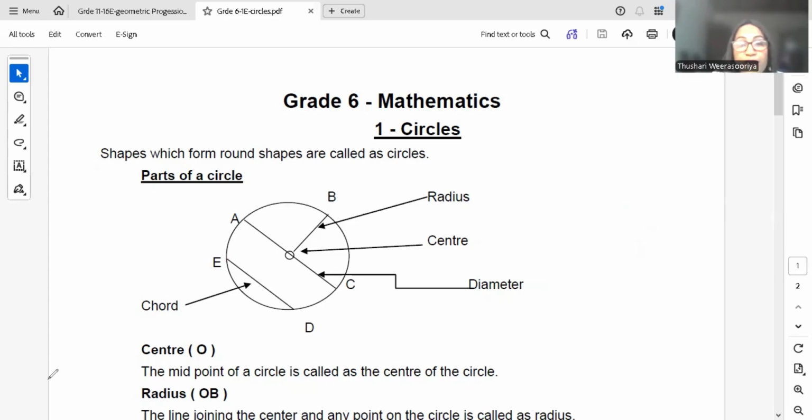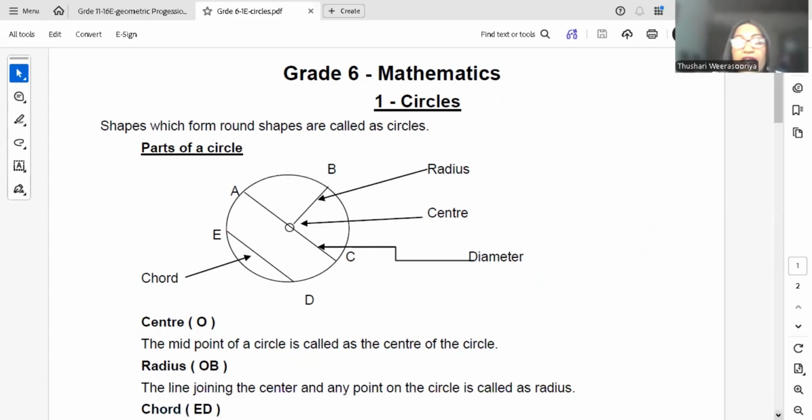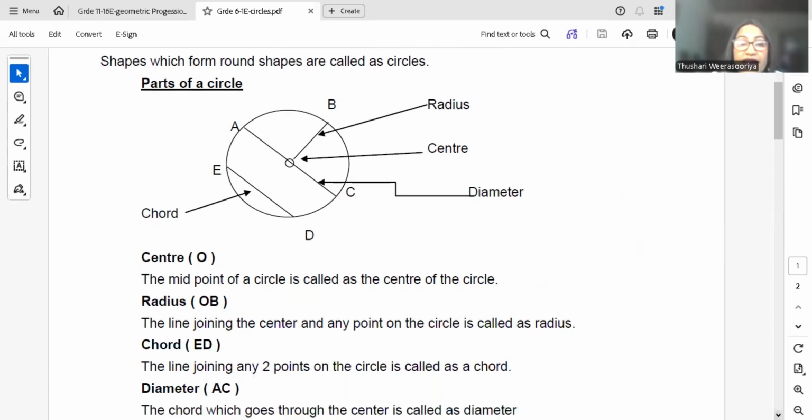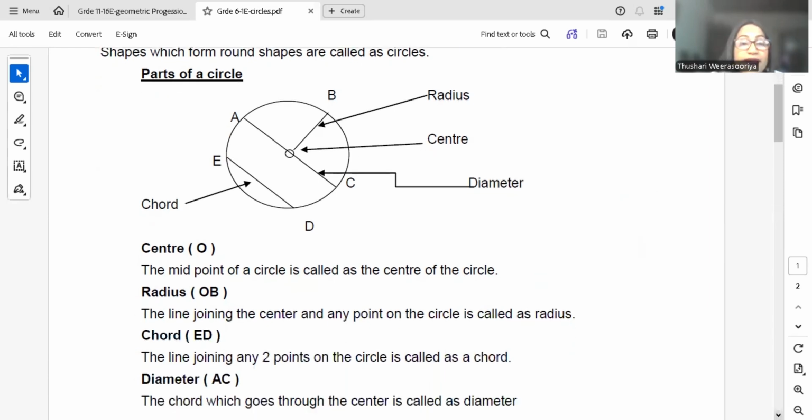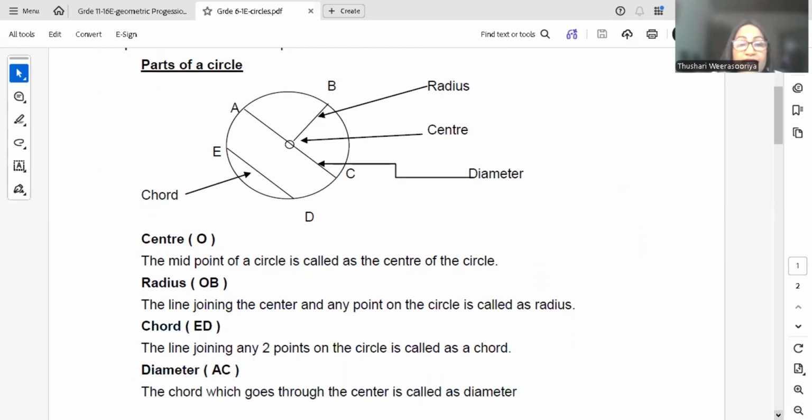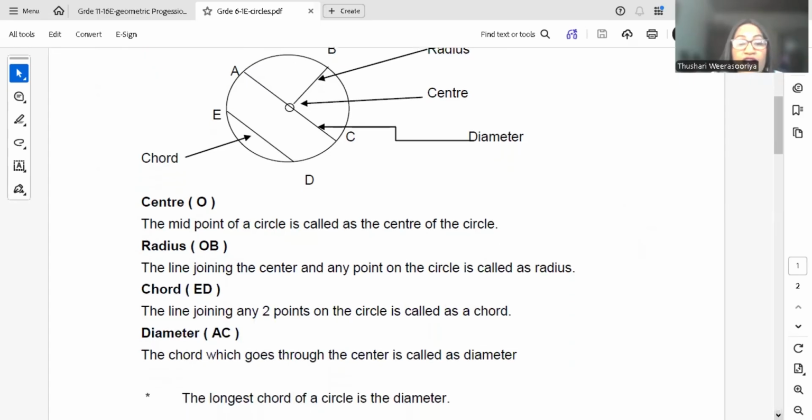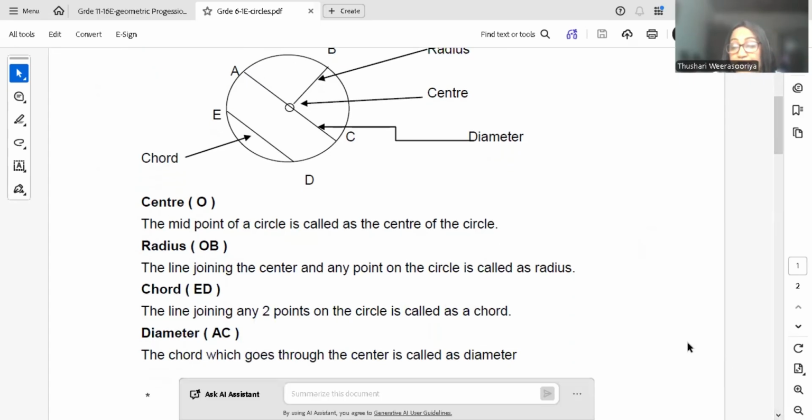We have learned the major parts of the circle. When you go to grade 8, you are learning other parts also. Some parts are there, but we are not learning them in grade 6. Now, we'll talk about the diameter. The longest chord of the circle is the diameter.